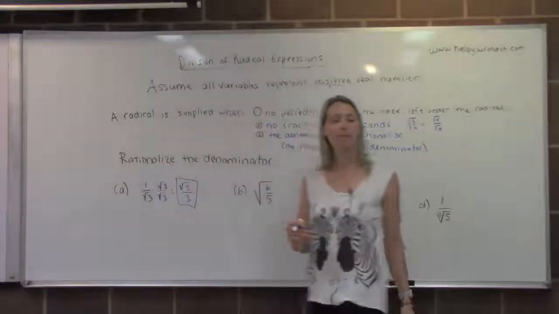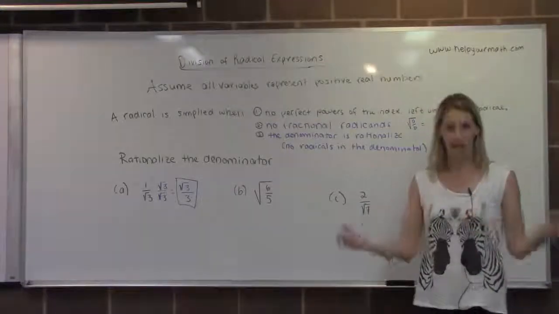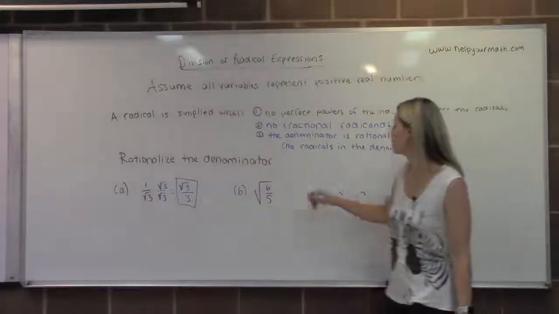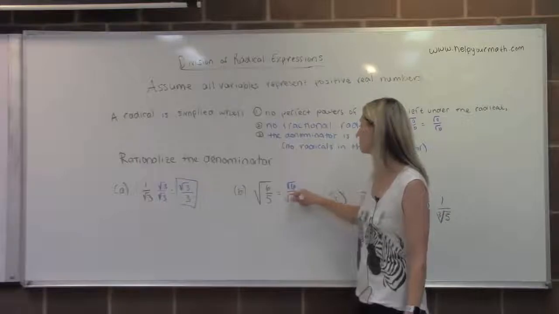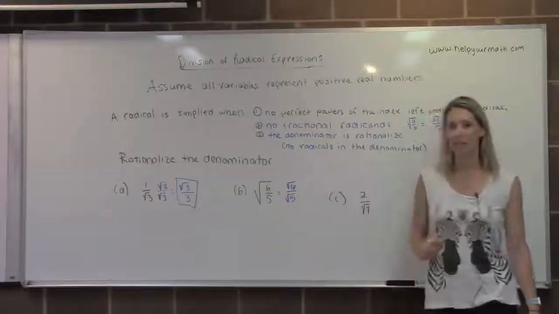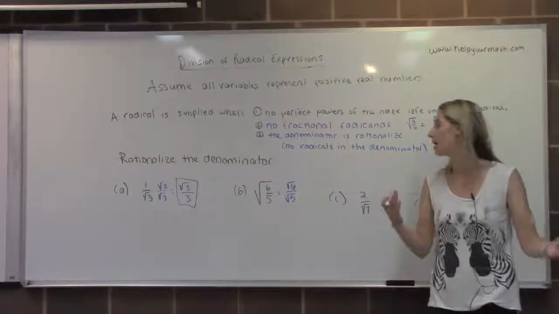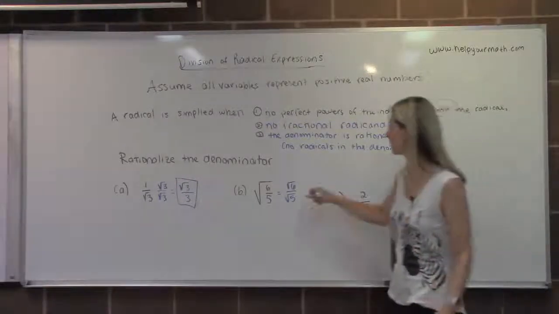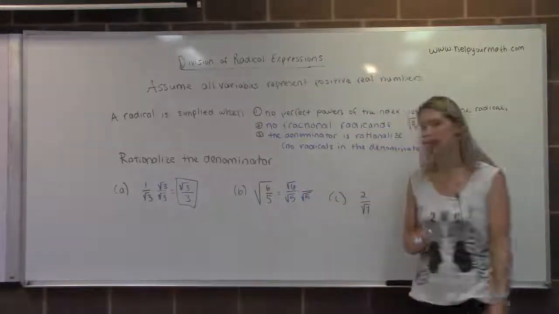In letter B, we have the square root of 6 over 5. The first thing I might consider is, okay, can I simplify 6 over 5? And the answer is no. So what I might do is I might rewrite it as the square root of 6 over the square root of 5. And now let's rationalize that denominator. So 5 is a prime number. The only way we're going to get that radical out of the denominator is if we multiply it to the square root of itself. So we're going to multiply the square root of 5 to the square root of 5.